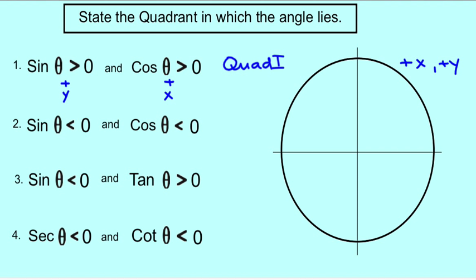All right, second question. The sine of theta is going to be negative, so negative y, and the cosine to be negative, so negative x. So in which quadrant is that true? So a negative x and a negative y. So this would be negative x, negative y, we're talking the third quadrant. So quadrant 3.